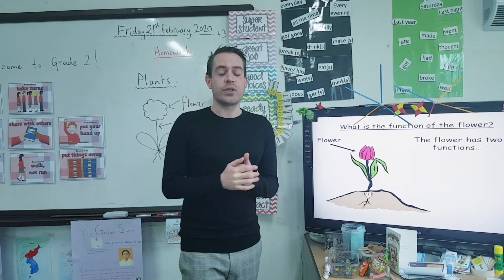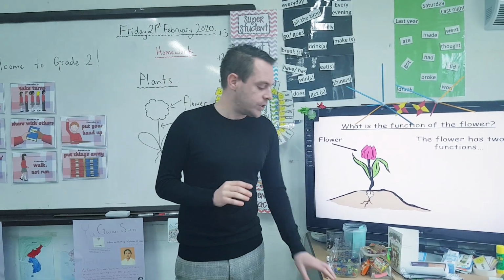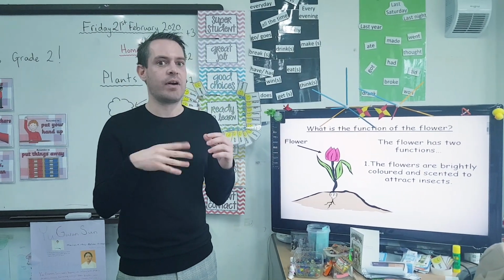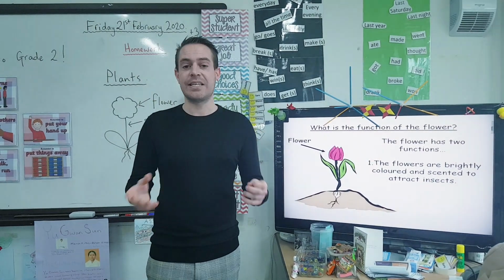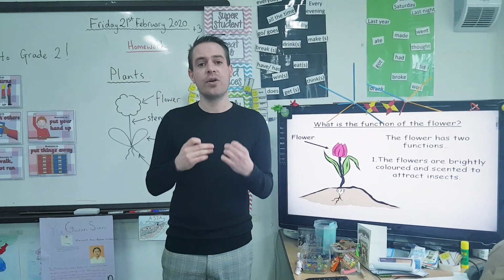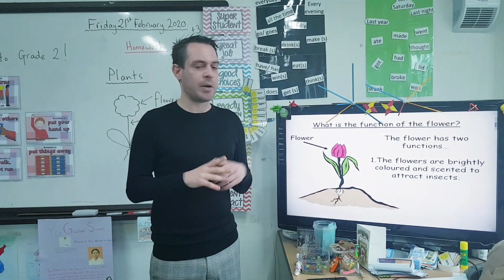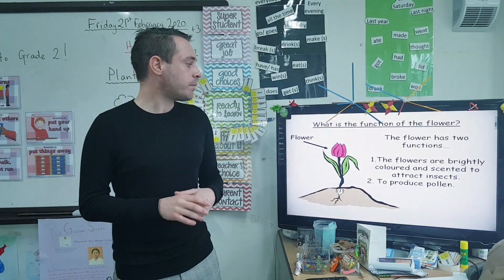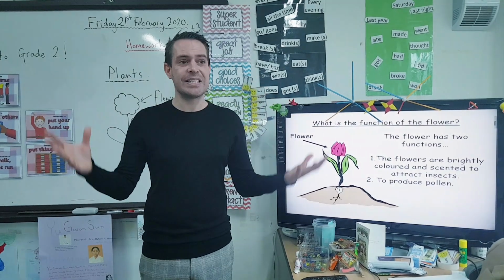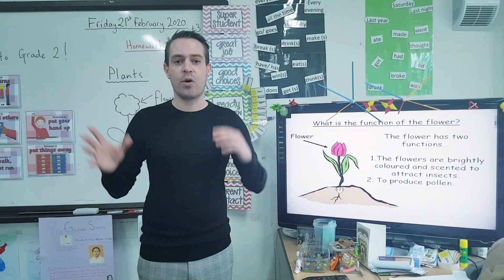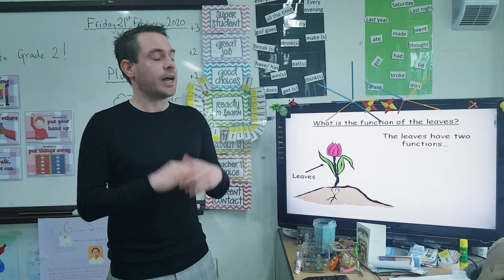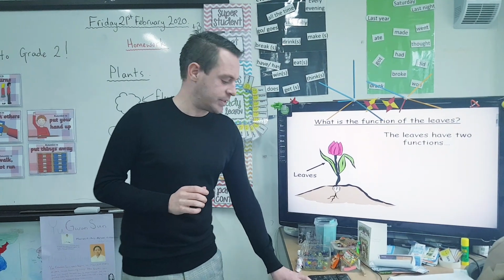What does the flower do? Well, again, that has two functions too. They're brightly coloured and they smell very, very nice. And what that does is it attracts insects. The insects come and they feed on some of the nectar in those plants. It also produces pollen, which is stuff that's released up into the air and it's spread all around through the wind. And the leaves, again, they also have two functions.